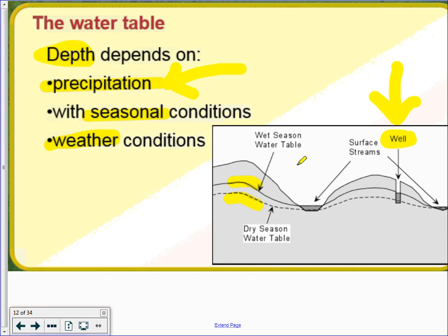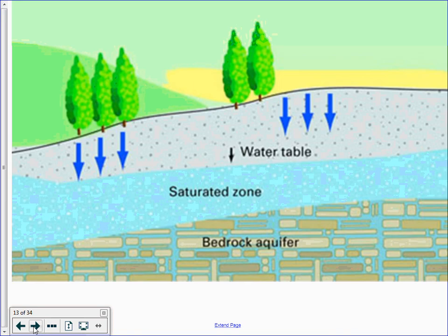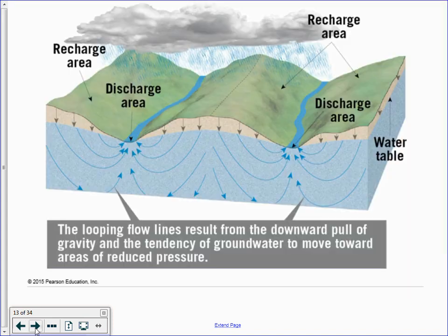So the depth of the water table varies. It moves up and down, and the water flows. This is just a picture showing how the water gets pulled downward, and there's the saturated zone, and the depth of the water table changes. This is a neat picture. Just kind of soak this in for a second.